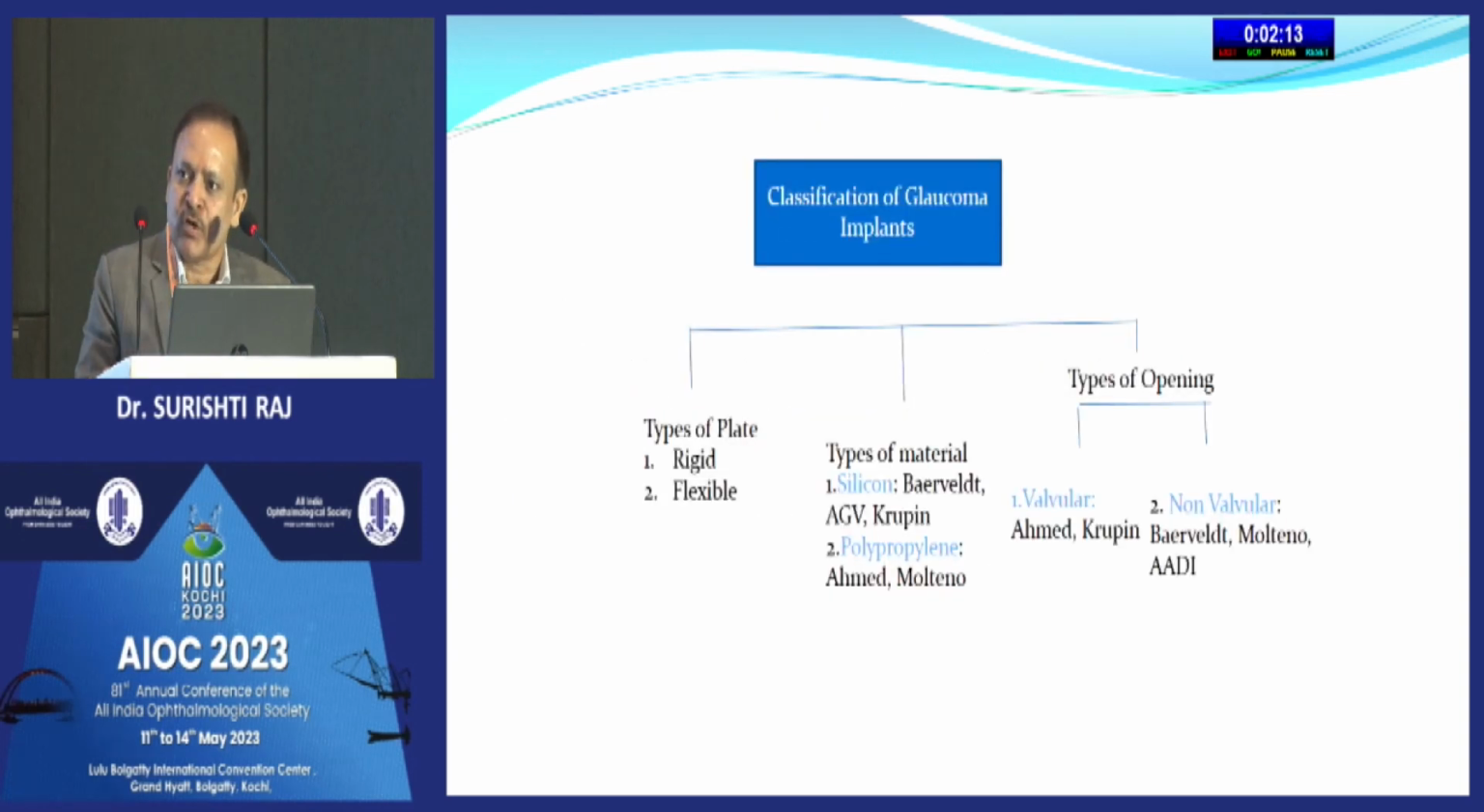So as far as the choice of GDD is concerned, these are classified based on the type of the plate, the type of the material, or the type of the opening. So it can be rigid or flexible based on the type of the plate. The material can be silicone or polypropylene, and the tube can be valvular or non-valvular.